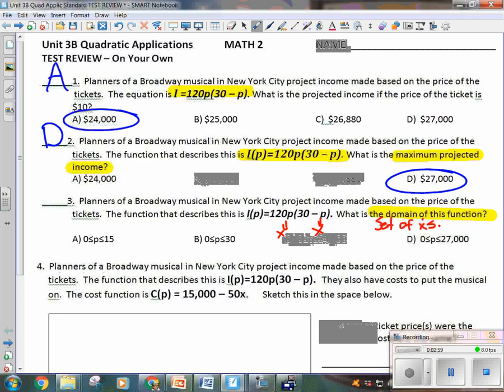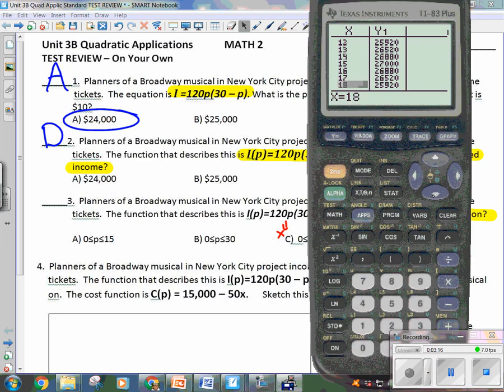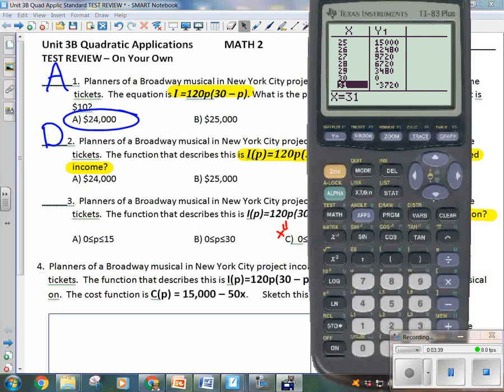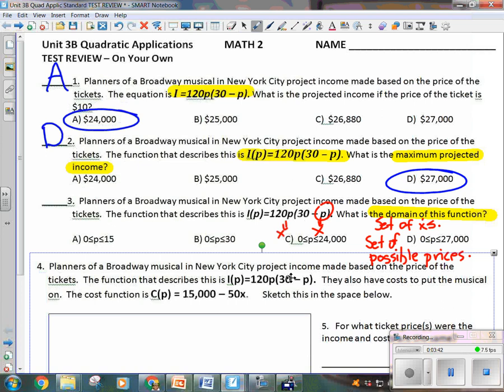If you will recall, I have a possible price in the X column, and I'm going to go down until I get to 0 a second time. It's possible to have 26, 27, 29, up to 30. It's possible to have 30, which projects 0 income. If I go to $31, I have negative income. We do not deal with negatives. That's not going to be possible. So we're staying within the possibility. It looks like my ticket prices are between 0 and 30. So my answer is price p, 0 to 30, letter B.